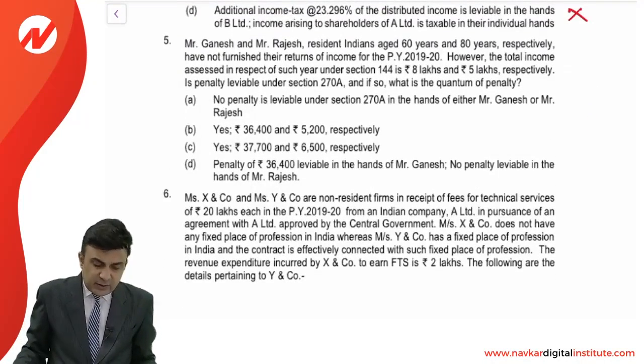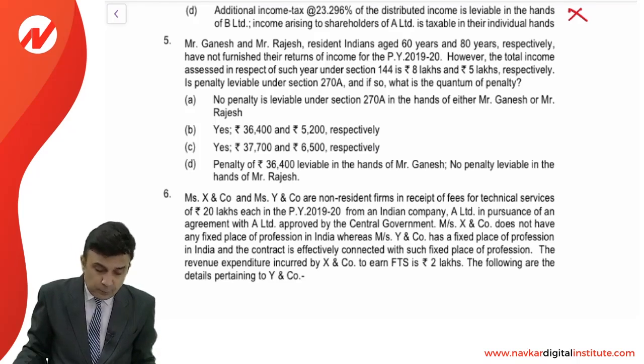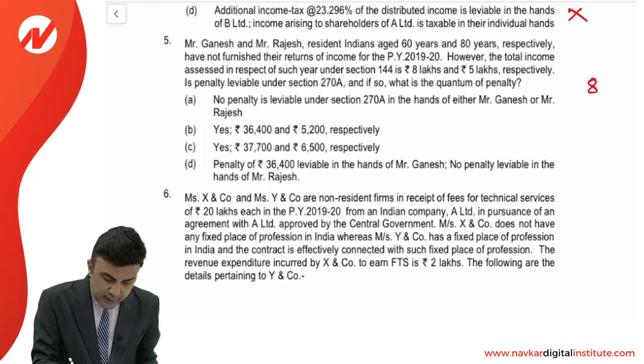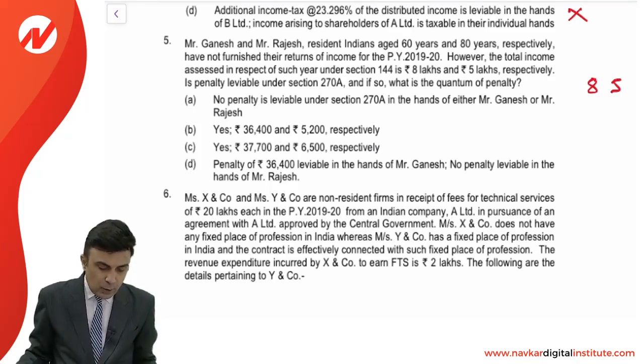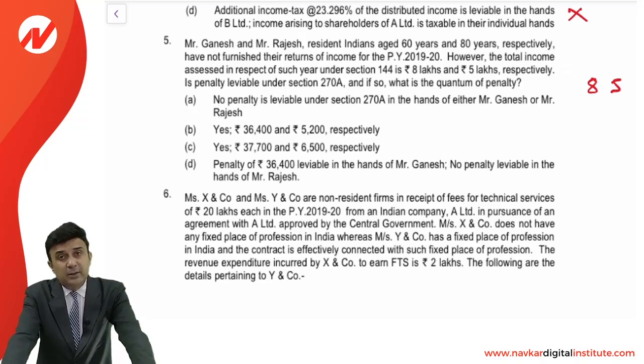Next, Mr. Ganesh and Rajesh, resident Indians, aged 60 years and 80 years. One is a senior citizen, one is a super senior citizen respectively. They have not furnished the return of income for the previous year 2019-20. However, the total income assessed in respect of such year under section 144 is 8 lakh and 5 lakh. Is penalty leviable under 270A? If so, what is going to be the quantum of penalty? They have not said anything about misreporting, so I ignore misreporting. I will go for underreporting.